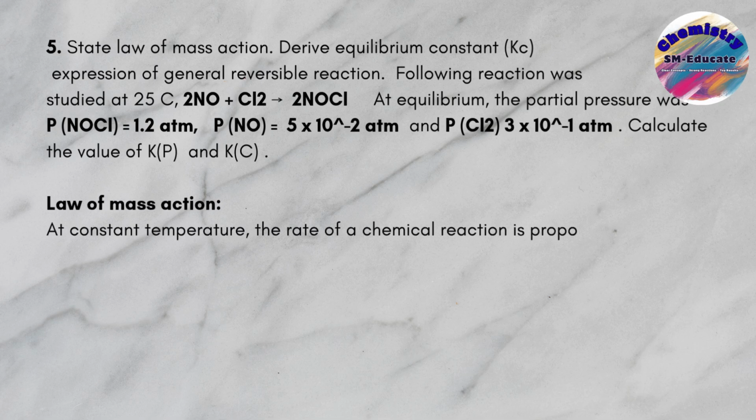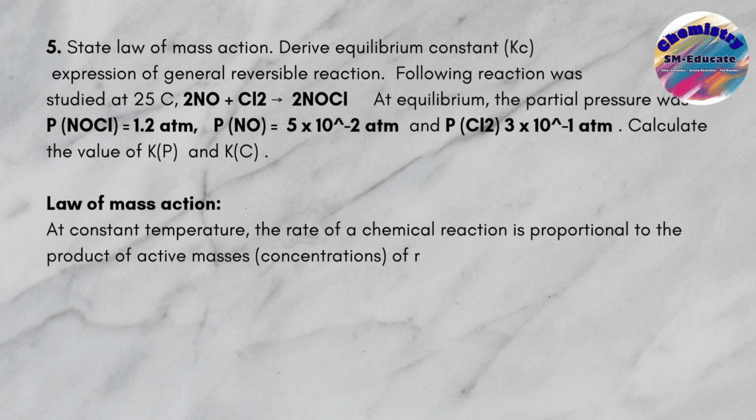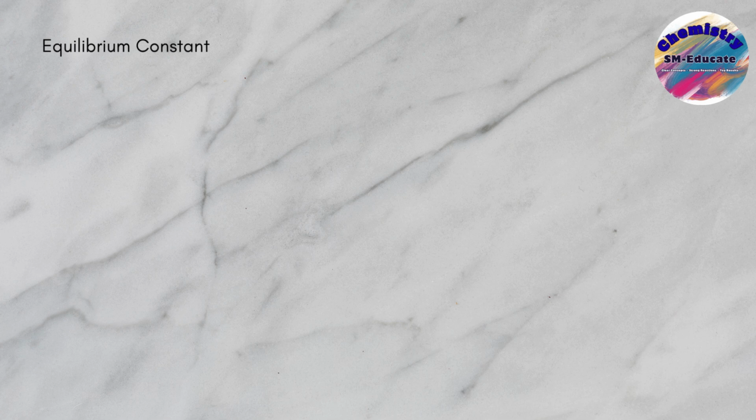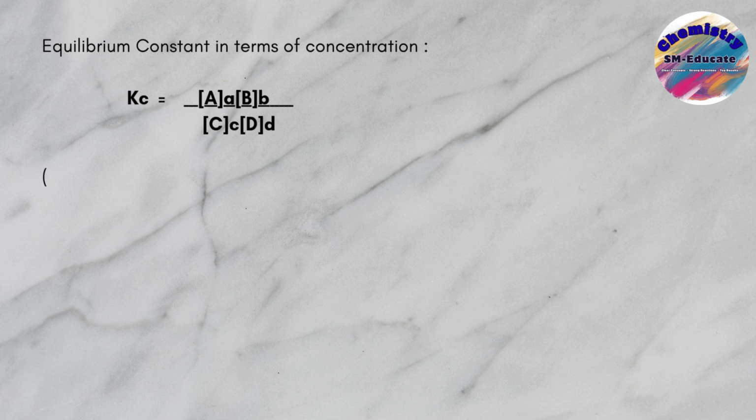Law of mass action. At constant temperature, the rate of a chemical reaction is proportional to the product of active masses, concentrations of reactants, each raised to its stoichiometric coefficient. Derivation of Kc for a general reaction: aA plus bB gives cC plus dD at equilibrium. Equilibrium constant in terms of concentration, Kc equals [C]^c [D]^d over [A]^a [B]^b, assuming ideal behavior, activities equal concentrations.